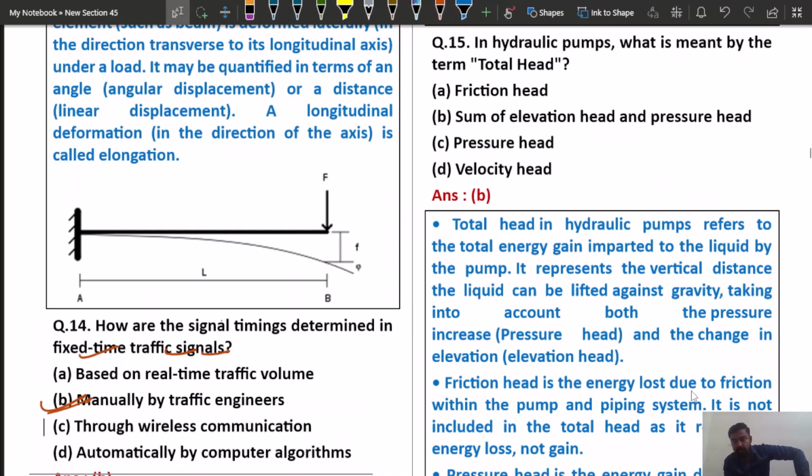In hydraulic pumps, what is meant by the term total head? What is total head in a hydraulic pump? This term is referred to when the fluid or water or liquid is imparted by the pump, energy will be gained, and this energy will be the combination of both pressure head and elevation head. So total head is referred to as the sum of elevation head and pressure head. Option B is correct. Now proceeding on next question.